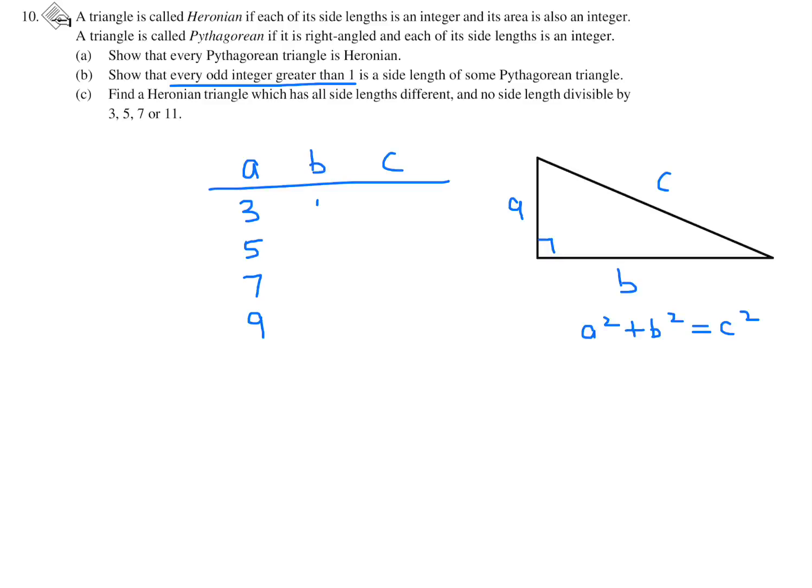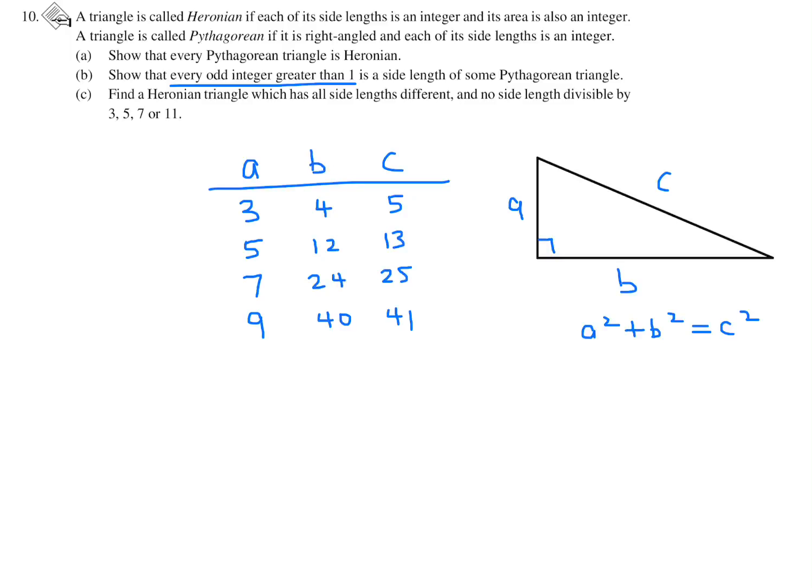And you can figure this out. Some of these you probably have memorized, like 3, 4, 5; 5, 12, 13; 7, 24, 25; 9, 40, 41. And we have to show that this is always possible.